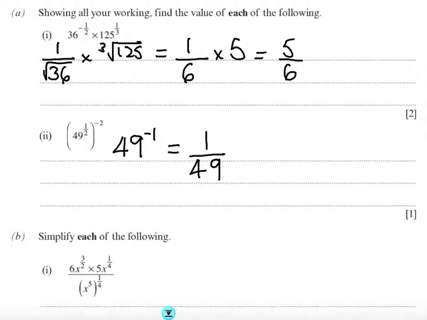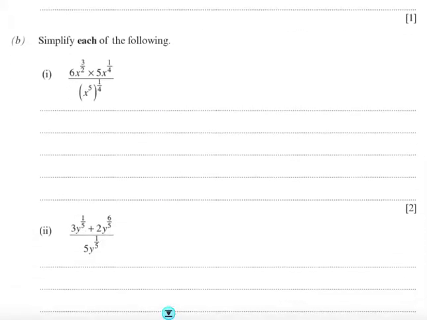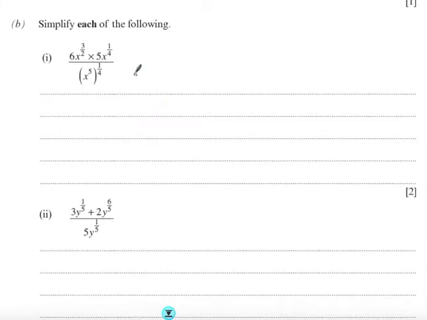Okay, so let's look at these algebraic fractions we're going to have to simplify. Simplify each of the following. So take this in stages. I'm going to deal with the top first of all. I get 6 times 5, which is 30. x to the power of 3 over 2 times x to the power of a half. If I add 3 over 2 and a quarter, I get x to the power of 7 over 4.